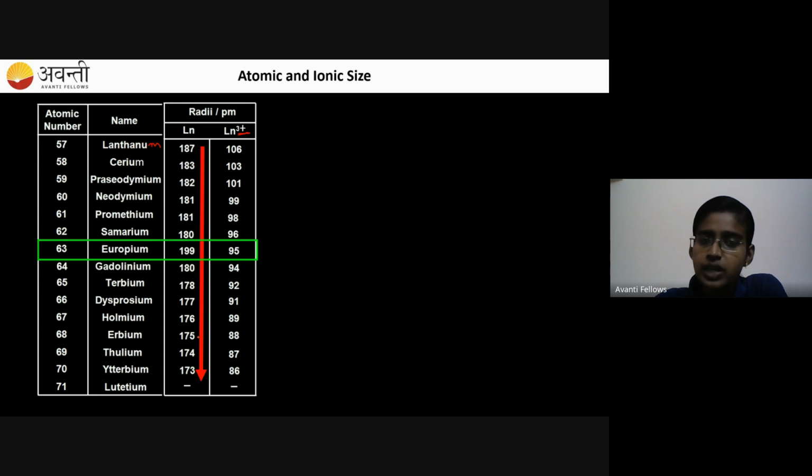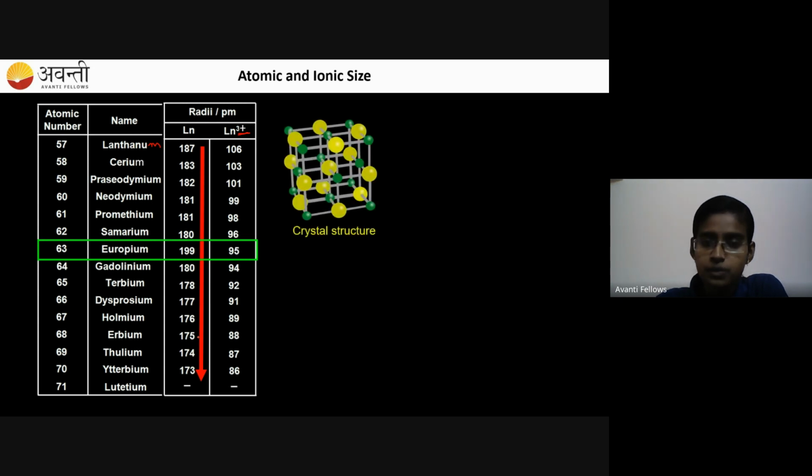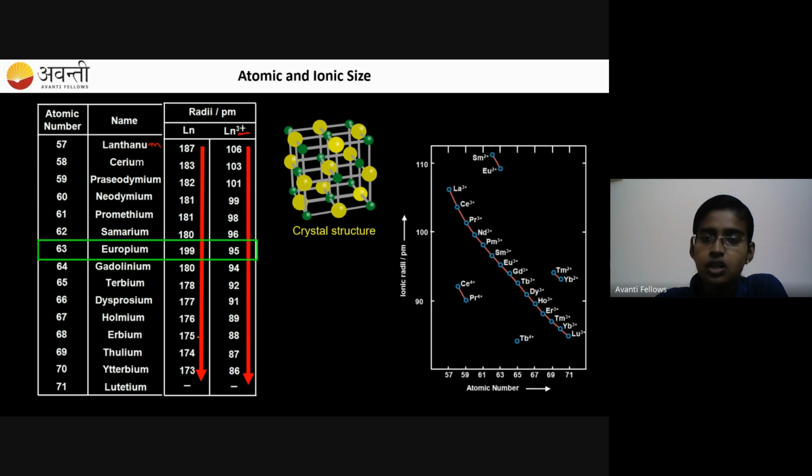But you can see the exception for europium. For europium, there is a slight exception, a difference in the size. Clear? You can see the graph, the size decreases. So for lanthanides, from left to right, atomic size and ionic size decrease. Clear? For lanthanide 3+ and lanthanide.